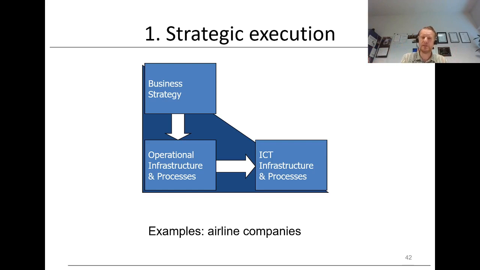This is typically what airline companies do, right? They use business strategies, they want to provide cheap flights, or they want to provide timely flights or whatever type of key performance indicators they are pursuing in their business strategy. From there onwards, work towards their operational infrastructure and processes, and from there onwards, define their ICT infrastructure and processes. So here, ICT does not work as a strategic disruptor, but it just works as an enabler. IT is used in a support way.